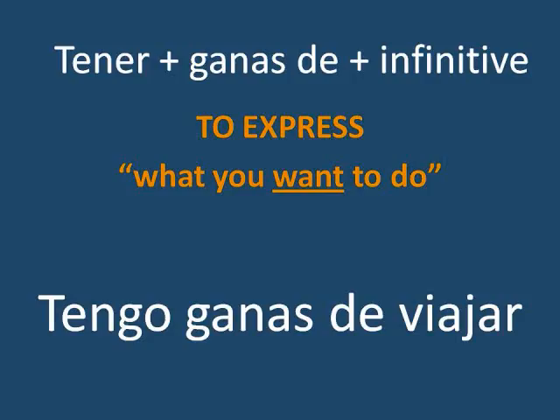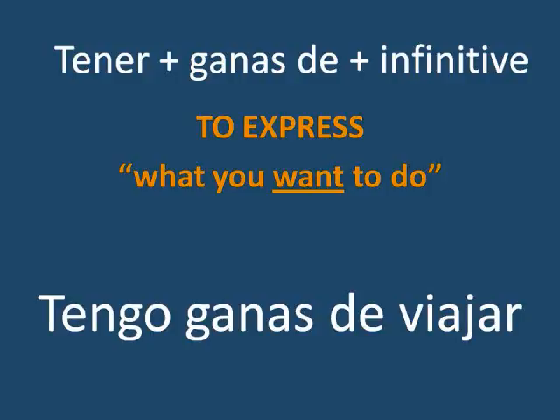Now we're going to learn another use of the same verb tener, but this time to express what you want to do. Let's take a look at this slide that shows us how we can use the verb tener to express what we want to do. It's very simple. You take the conjugated form of tener, which we just practiced, you add the phrase ganas de, and you add at the end of that any infinitive from the dictionary that you want to use to express what you want to do.